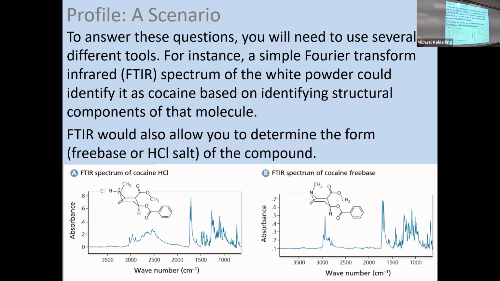So here, for example, is the FTIR spectrum for HCl cocaine and for free base cocaine. And you can see in this range, with a wave number from about 3,000 to 2,000, they're quite different. And they're probably different down here in the fingerprint range, but it's harder to see because they're really in little spots. And this can be identified pretty quickly with databases. You take the spectrum, you run a search against a reference database, and it'll tell you what it most likely is.